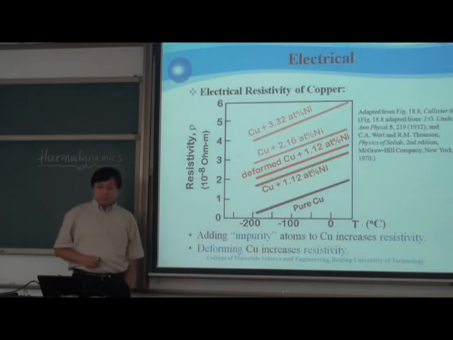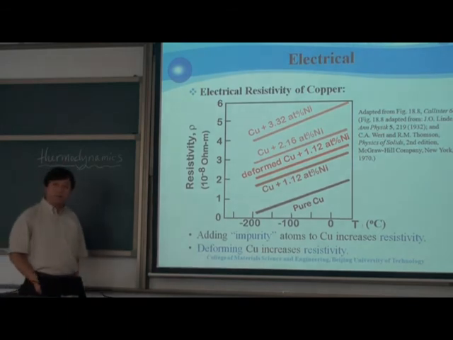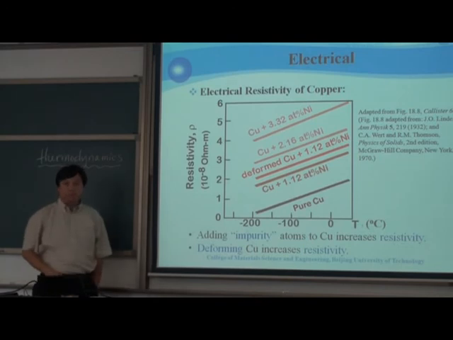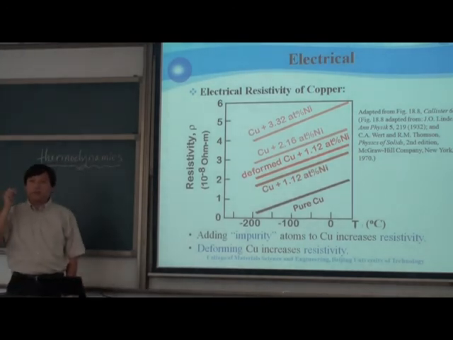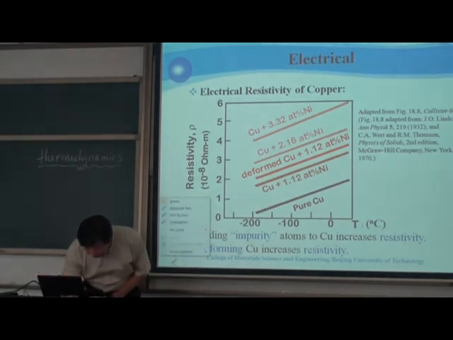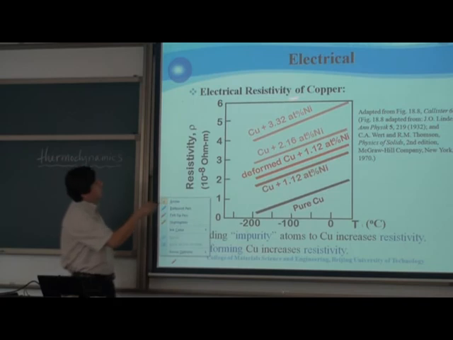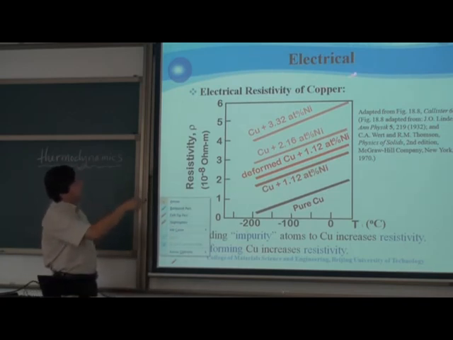Now let's look at some real examples. For example, electrical property. What are the examples of electrical properties? Now let's look at this. Electrical resistivity of copper. What is resistivity? Resistivity is related to resistance. Okay? It is related to resistance of copper, okay?